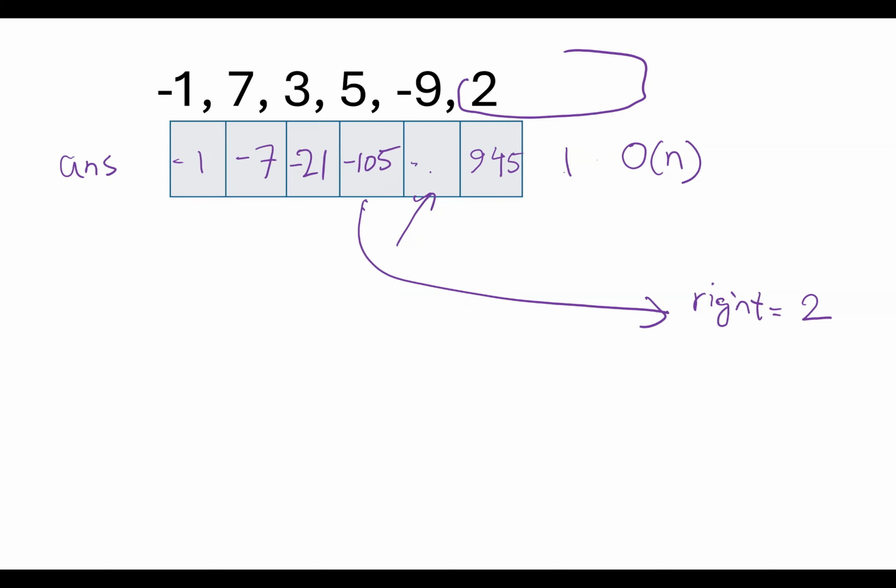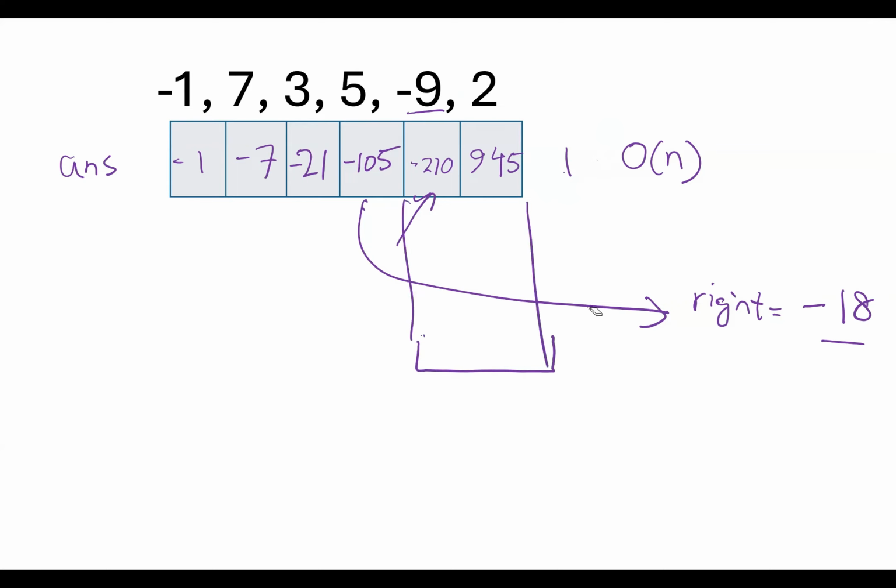minus 210, right? Okay. And now the right becomes 2 into -9. That means right multiplication becomes -18. So this one actually represents everything that is here, everything that is here. And now we want to replace this one.